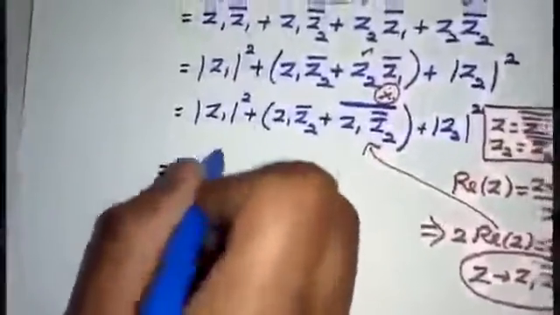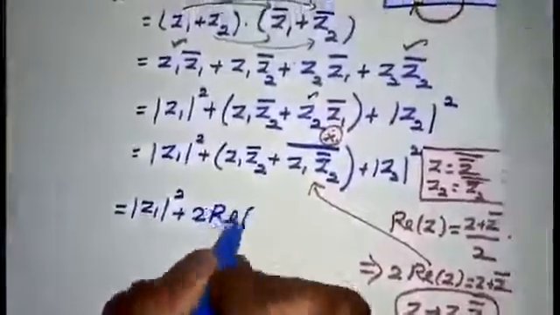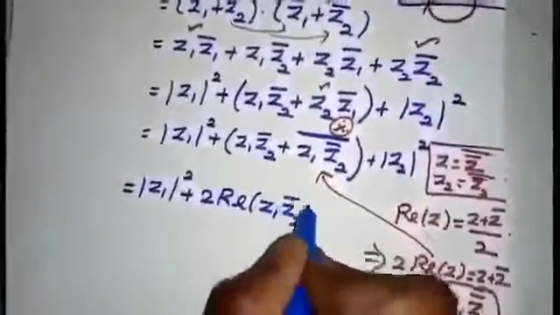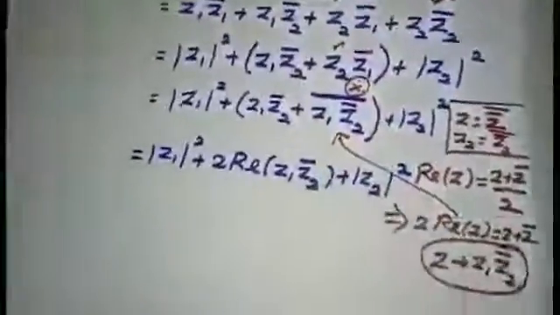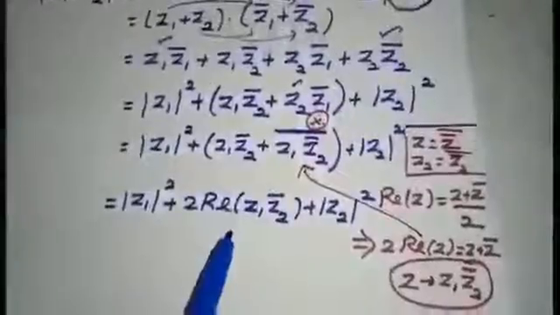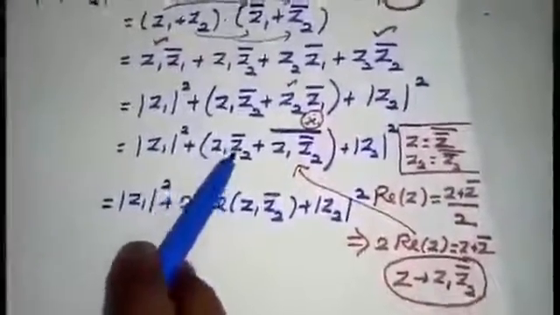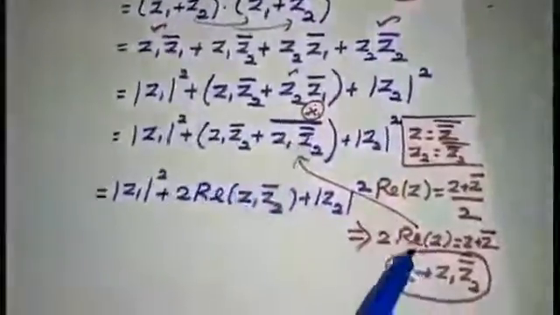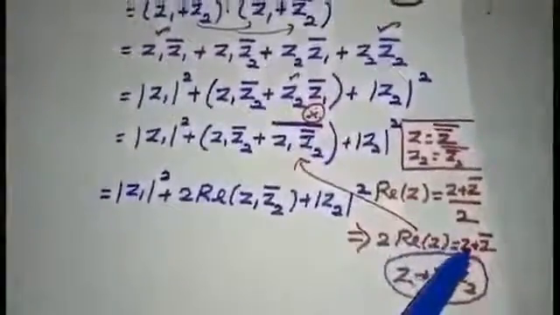modulus of Z1 the whole square plus 2 real part of Z1 Z2 bar plus modulus of Z2 the whole square. I hope you are understanding the concept, students. Just take some time to analyze this one. Instead of Z I have the value Z1 Z2 bar. That is why I am writing the second term also in the form of Z1 Z2 bar. I am using this property, 2 into real part of Z is equal to Z plus Z bar, students.